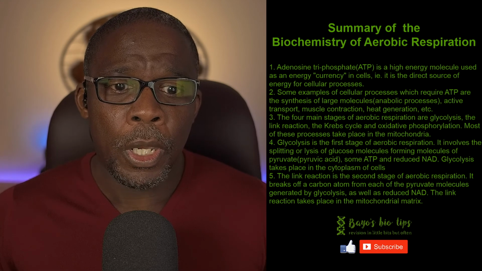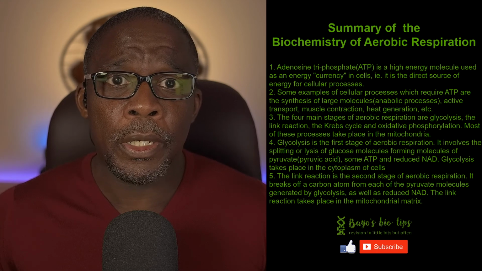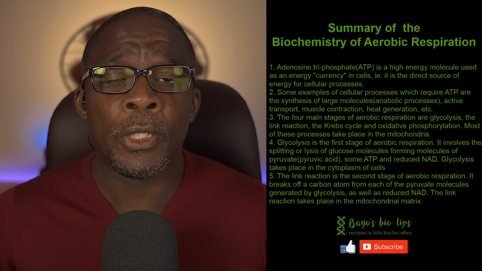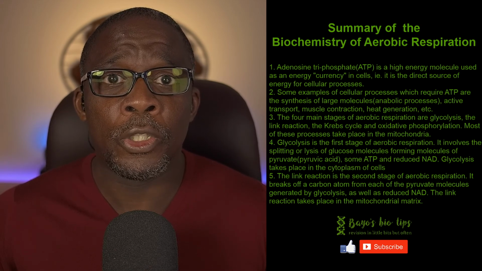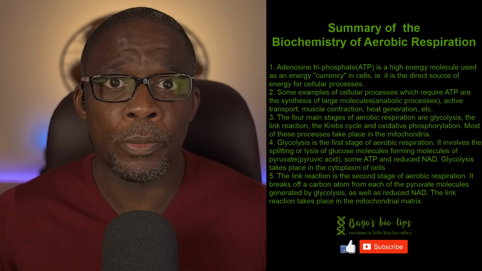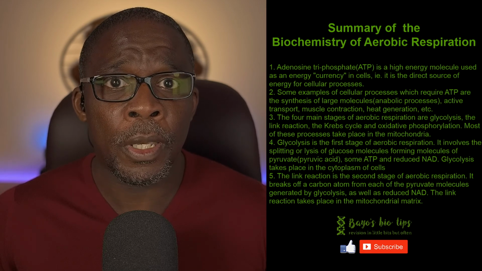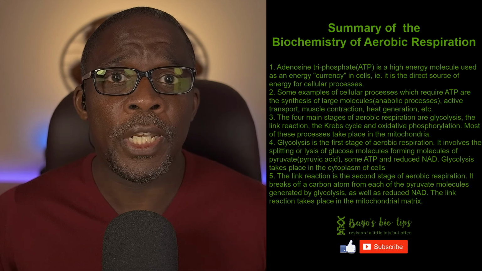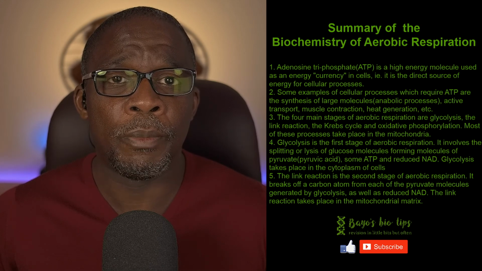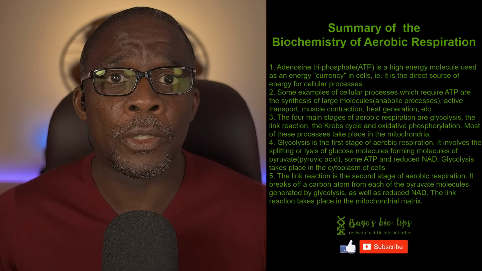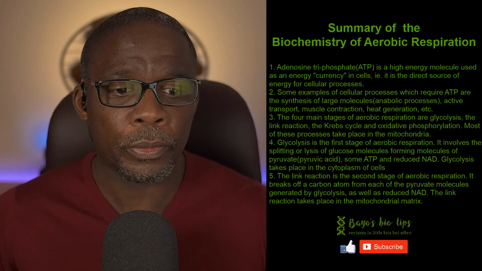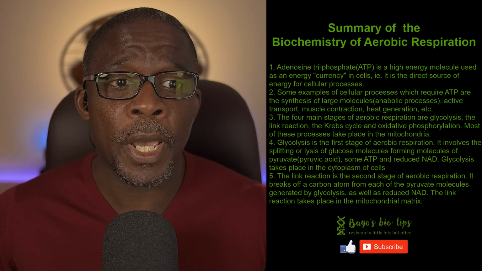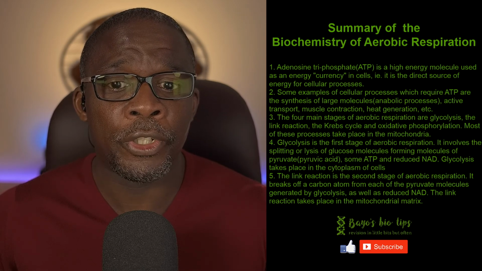Okay, so that's the link reaction. And the product of that is something called acetyl coenzyme A, which is a 2-carbon molecule. It is acetyl coenzyme A, which can then move on to the next stage, which is the Krebs cycle, which we'll talk about in part 2. And so that's our summary of the biochemistry of aerobic respiration.